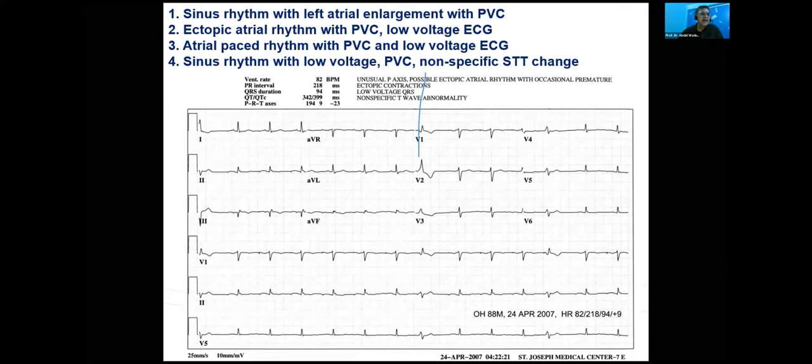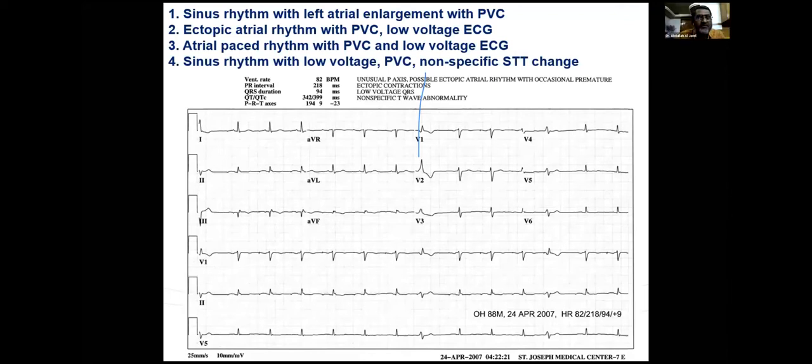Because the voltage is quite all right, 1 millivolt equals 10 millimeters. So this low voltage ECG should draw our attention as well. Anybody else? Any comment?